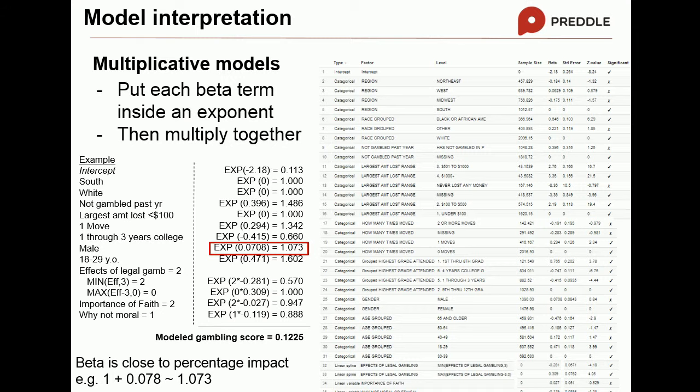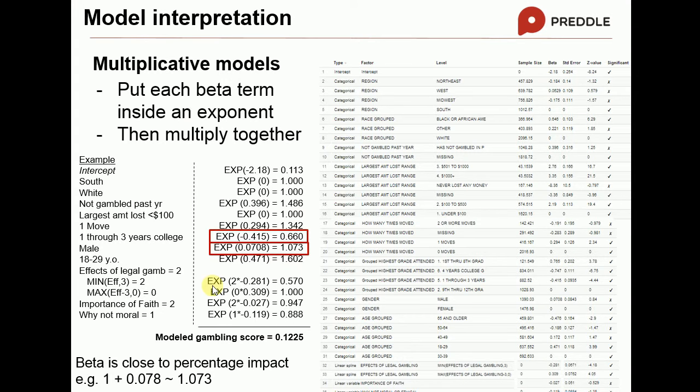Now the base level is female. Similarly, for 1 to 3 years of college, the beta is negative 0.415. So you can think of this when you're eyeballing the charts as a negative 42% impact. When we work through the maths, we find the actual multiplier is 0.66, which is actually a negative 34% impact. Thinking in this way provides useful approximations when looking at the charts and interpreting the raw betas as percentage impacts without having to pull out your calculator each time.